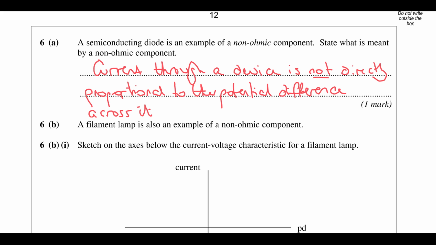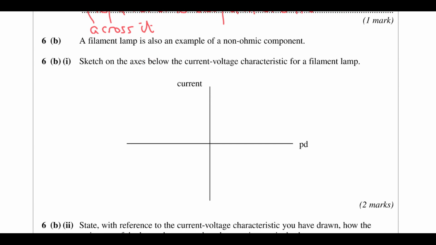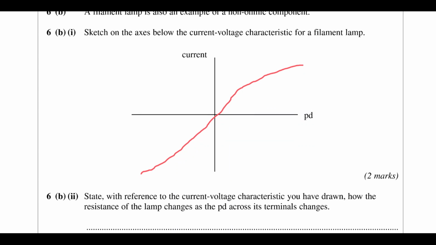Okay, so that's your non-ohmic component. Another type is a filament bulb. Sketch a current versus potential difference graph. So we've essentially got it sloped here, it becomes roughly straight lined, and then this. It should be roughly symmetrical, the same shape on both ways, and then a decreasing gradient towards the end. It's a little bit wonky, but never mind.